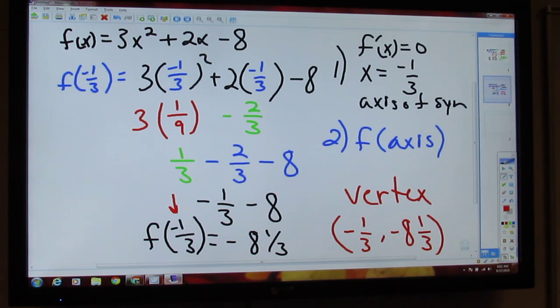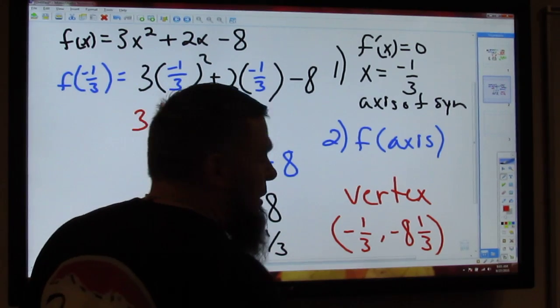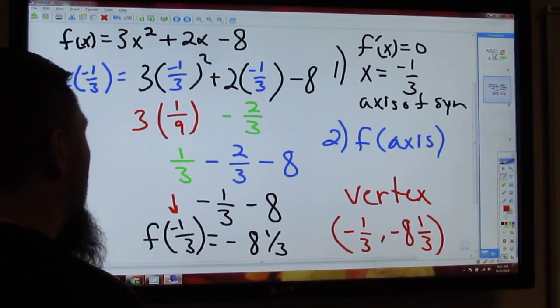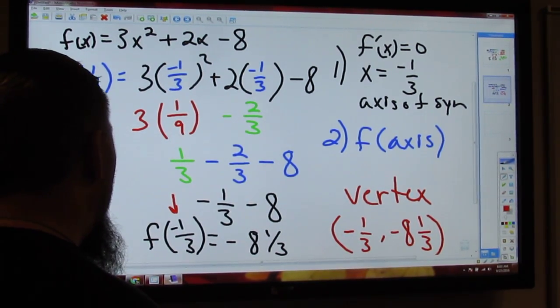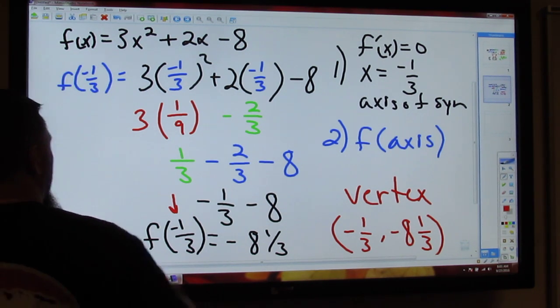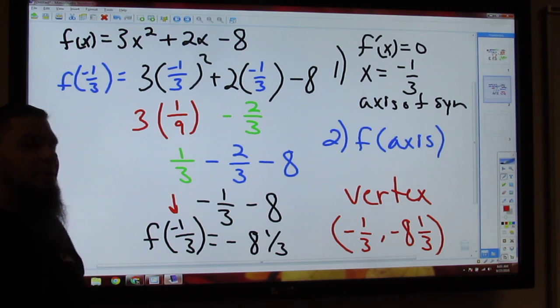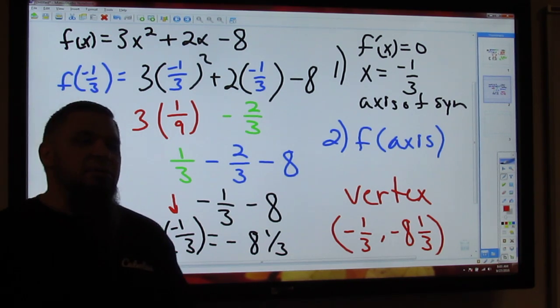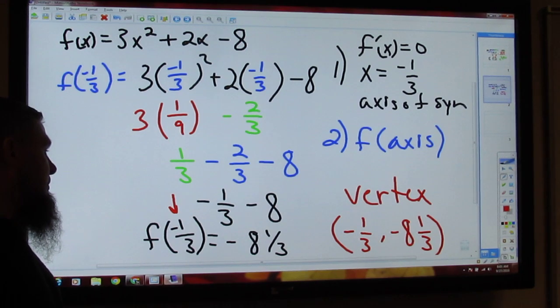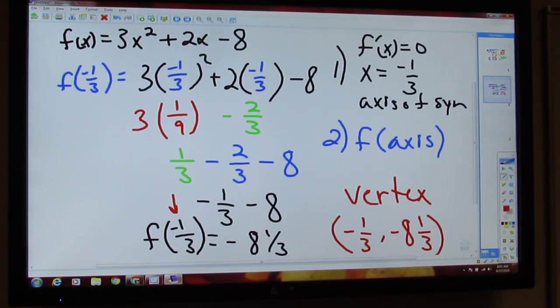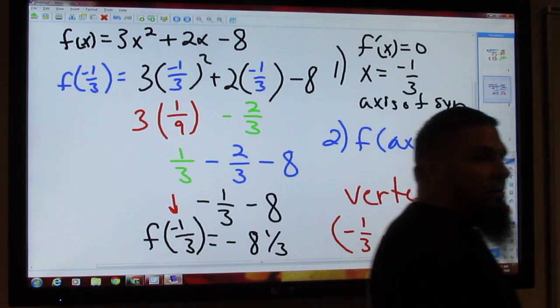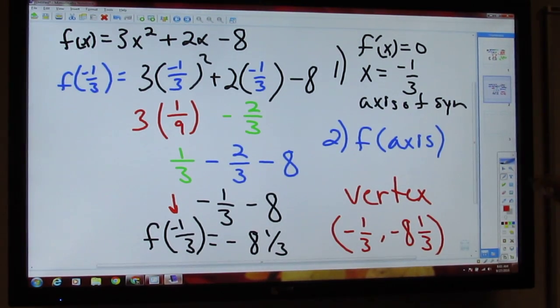Why would you do the minus 1/3 for the 8? What about the other 2/3? Well, what's 1/3 minus 2/3? Negative 1/3. What's negative 1/3 minus 8? Negative 8 1/3. That's what I got. Good question, I'm sure you're not the only one wondering it. So we good? Moving on to step 3.